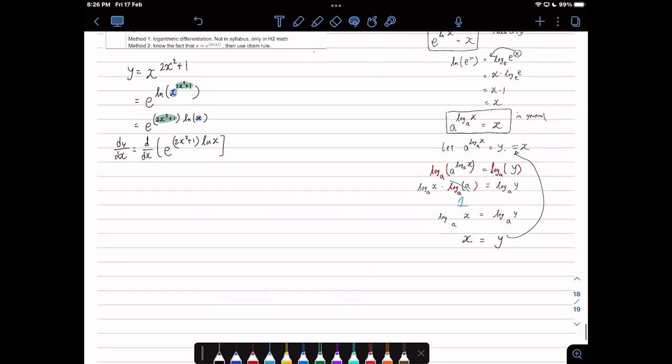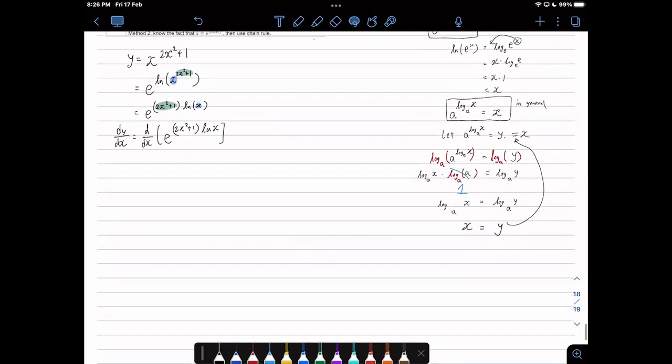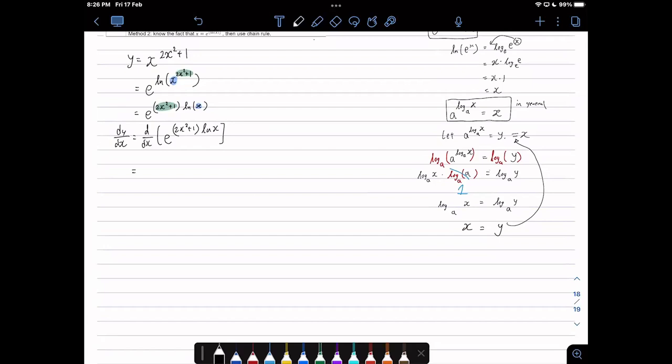Let me bring it back. Yeah, so maybe I just show this part. The basic idea is when you differentiate, okay, let me just write this down. e to the power of x is just e power x.